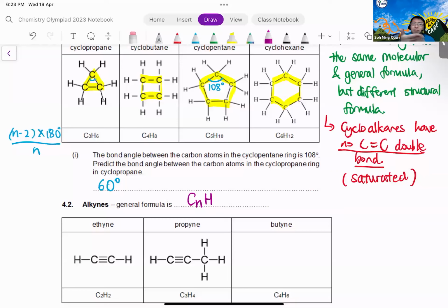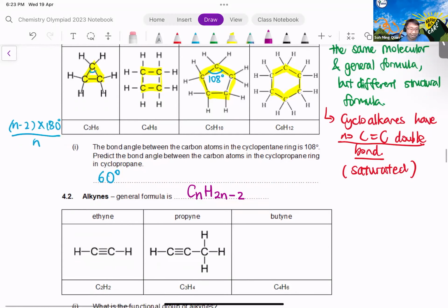C3H4, what? It cannot have the same number of hydrogen and carbon. Doesn't make sense. Clearly it's against some 2N thing. So we have CnH2n+2, that's the alkane. CnH2n is alkene. Alkyne is CnH2n-2. Okay? So the general formula is CnH2n-2.